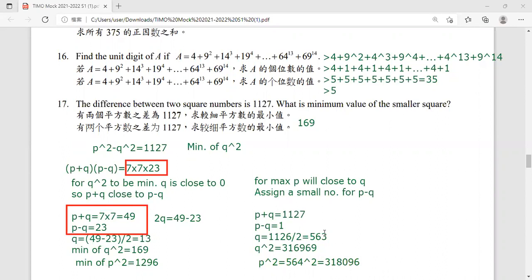The PQ will have, because P and Q must be positive numbers, so they will apply maximum together or minimum together. But for cubes, you'll have to be very careful because PQ may be a negative number.